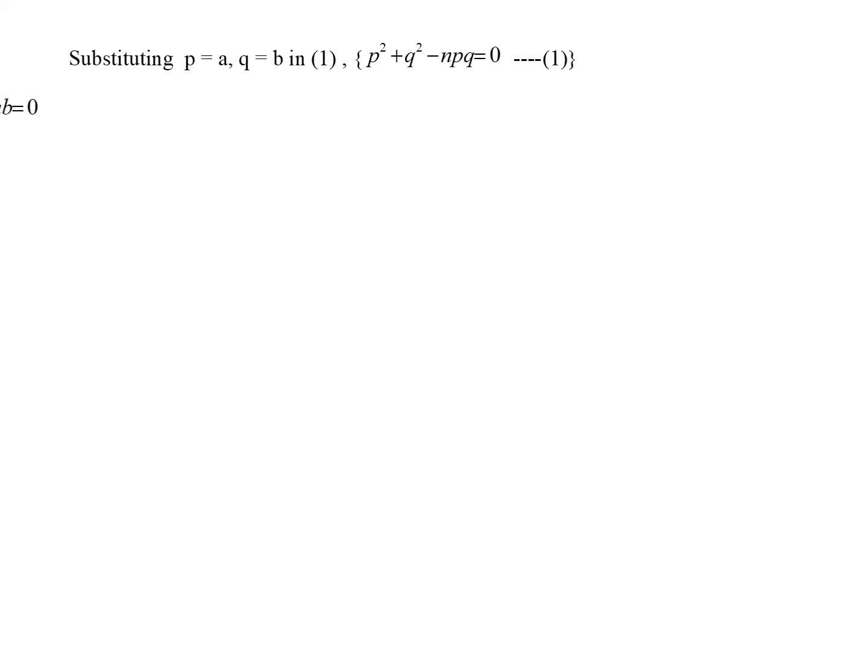Now substitute P equal to A, Q equal to B in equation 1, that is P squared plus Q squared minus NPQ equal to 0. You get A squared plus B squared minus N into A into B equal to 0. So remember, we need to get a value of A in terms of B.